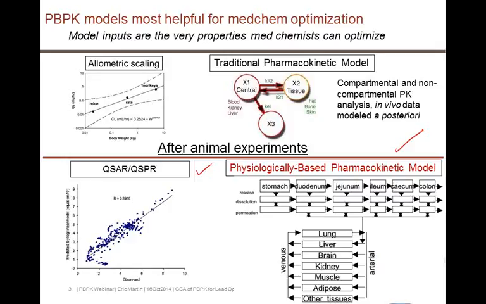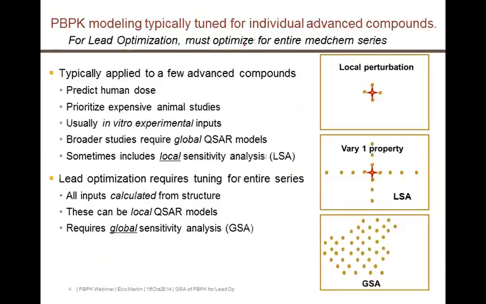And so this is a good method to use at this lead optimization stage, and it has the further advantage that the model inputs typically are the very properties that the med chemists are already thinking about in order to try and improve the bioavailability. Physiologically based pharmacokinetics, of course, has been around for quite some time now, but it's typically applied to just a few individual advanced compounds. We use it at Novartis most commonly for predicting human doses or dosing schedules for clinical trials. It's also used to prioritize late-stage compounds in lead optimization that would be sent on to expensive animal studies.